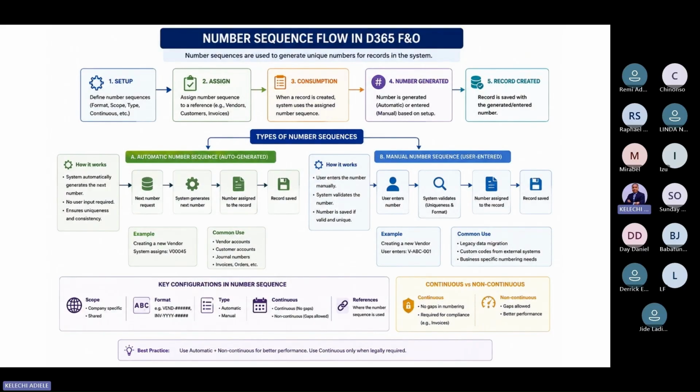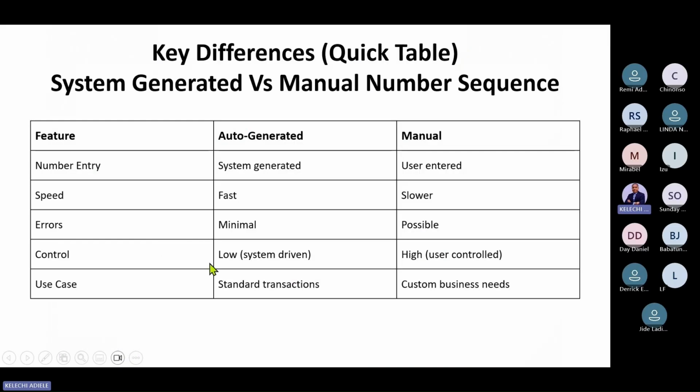It's very, very important. Now, if we look at the comparison between both of them: number entry is system generated in one, user centered in the other; speed is faster in one, slower in the other; errors are minimal in one, possible in the other; control is low in one, very high in the other; and for use case, standard transactions versus sometimes manual being used for custom business needs. That's why people can choose to use the manual option. But standard process and best practice use the automated option.